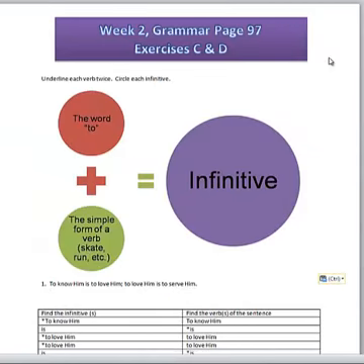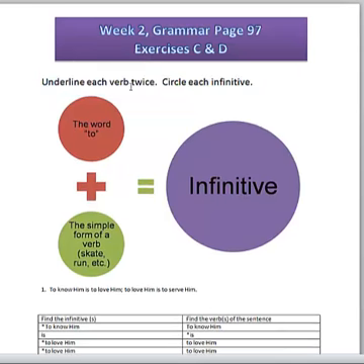Okay, let's look at Week 2 Grammar, page 97, exercises C and D, telling the difference between verbs and infinitives and telling the difference between verbs and verbals. Now remember, a verbal is a word that's made up of verb parts, but it's not acting like a verb. This exercise on page 97 in your workbook asks you to underline each verb twice and then circle each infinitive. Remember, an infinitive is the word to plus a simple form of a verb.